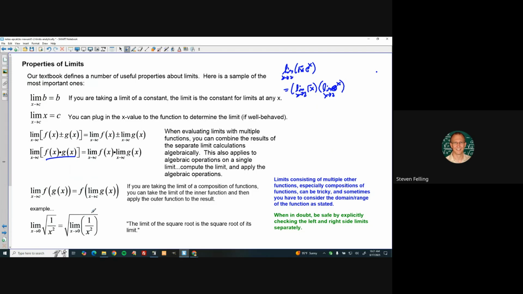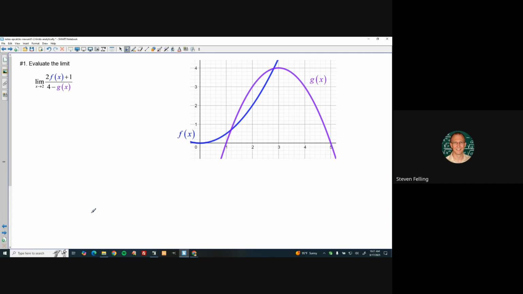Let me show you some examples of this in use. Well, not that one, but just of these properties in general. So the first properties, the ones that are used all over the place, let's say we had to evaluate this limit. Limit as x approaches 2 of 2 times f of x plus 1 over 4 minus g of x. And these two functions were defined graphically. So we had a graph of this blue f of x function, this purple g of x function.